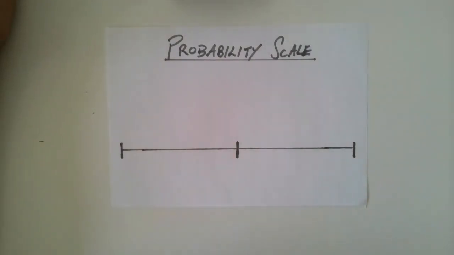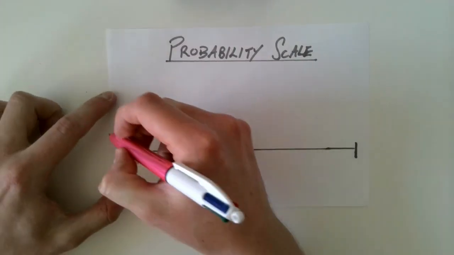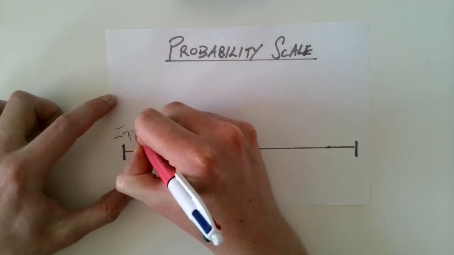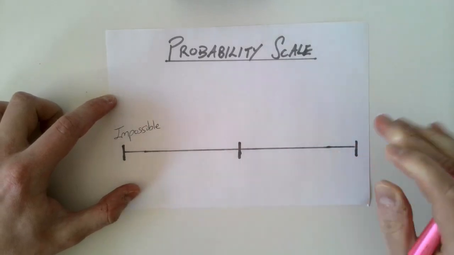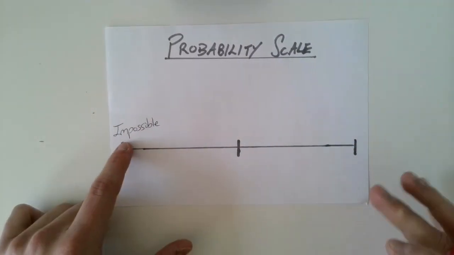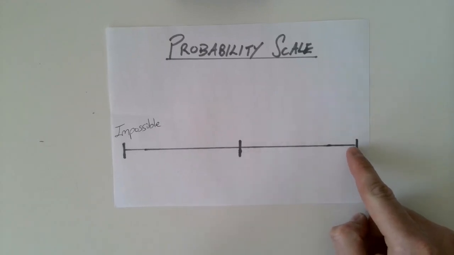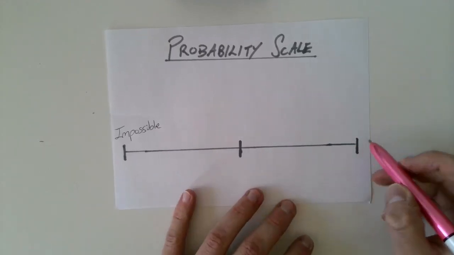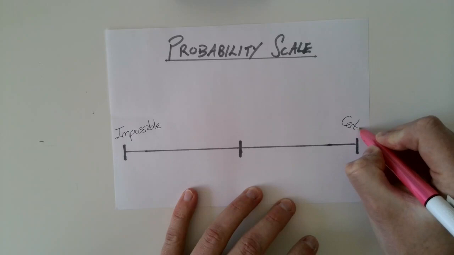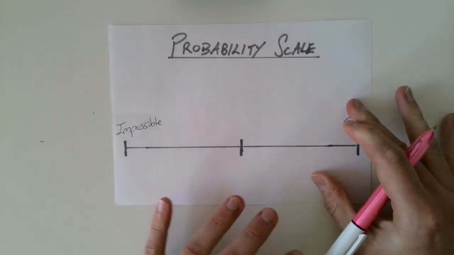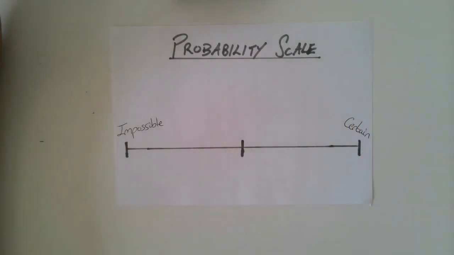If we have an event that is definitely not going to happen, we call it an impossible event. An impossible event, there is zero chance of it happening. There is no way that it can happen. Now on the other end of the probability scale, all the way up here, we've got events that are certain to happen. So certain events are ones that are definitely 100% going to happen.